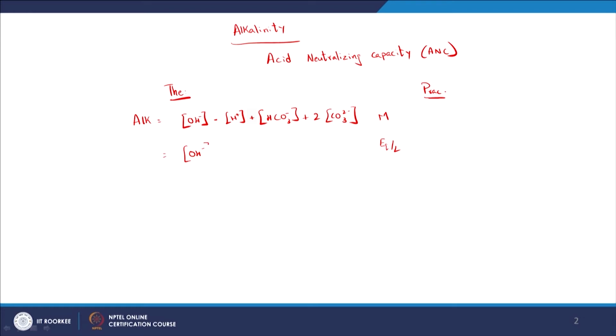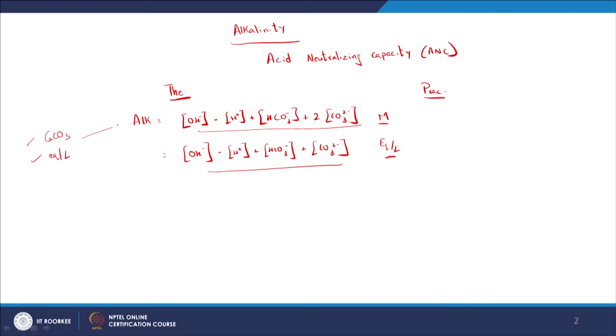OH minus, H plus, HCO3 minus plus CO3 2 minus, right. So, again the difference here is that in this case we are using the molar units, and here we are using the equivalent units, right, the equivalents here. So, alkalinity can be expressed in terms of either as CaCO3 or equivalents per liter. Usually these are the two units looked at with respect to alkalinity now.